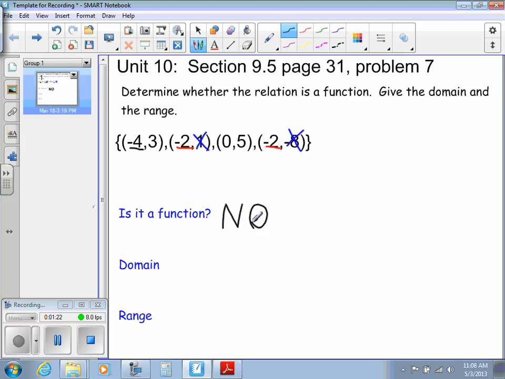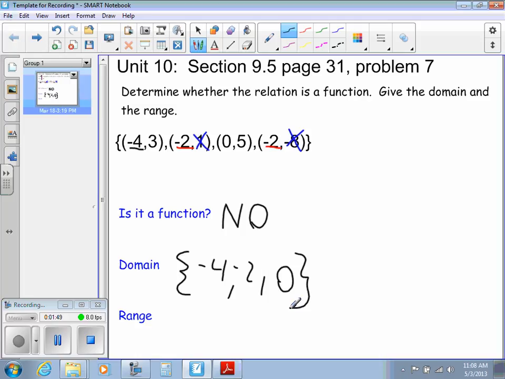Now, what is the domain? What is the range? Well, domain is the input. So we're going to use set notation. And we're going to write our inputs. I've got a -4, -2, and 0. -2 is used again, but I only have to write it once. So this is my domain.